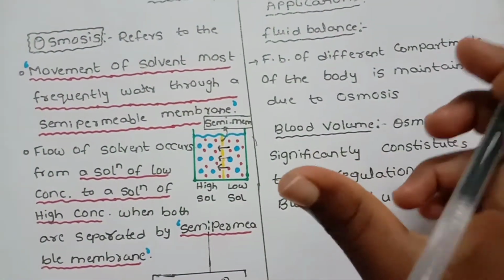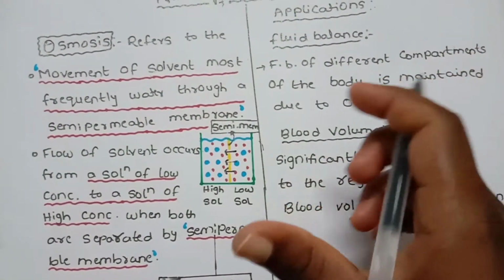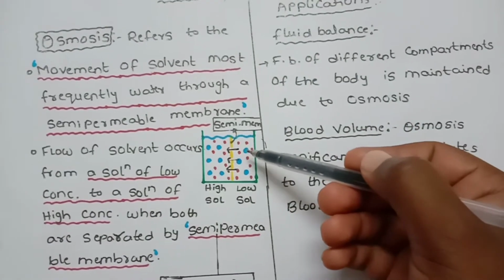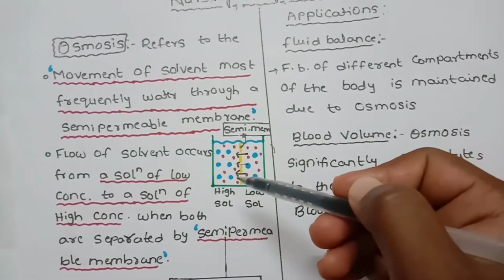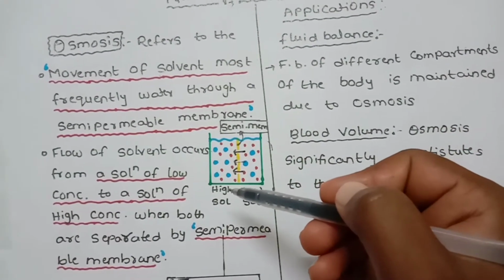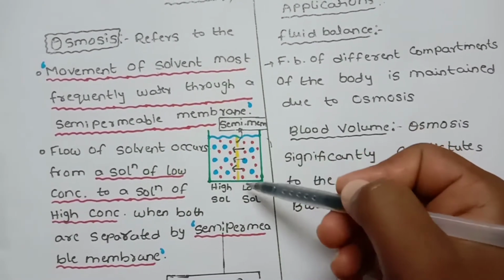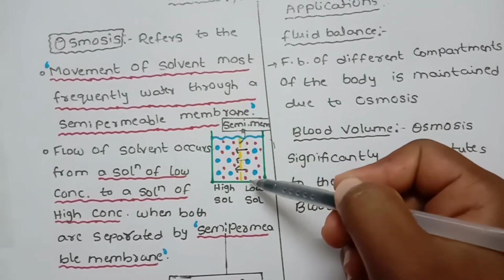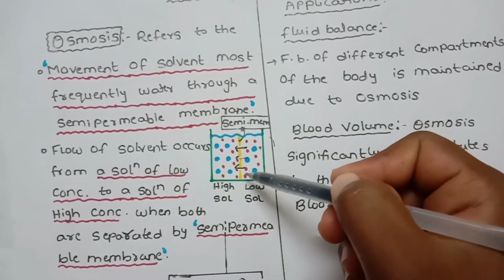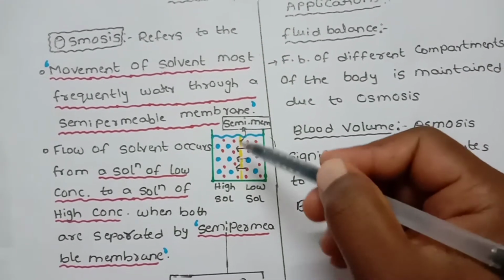So the flow of solvent occurs from a solution of a lower concentration level to a solution of a higher concentration level, which are separated by a semi-permeable membrane. This is the semi-permeable membrane. The yellowish color is the semi-permeable membrane.